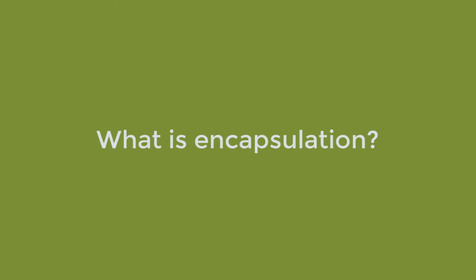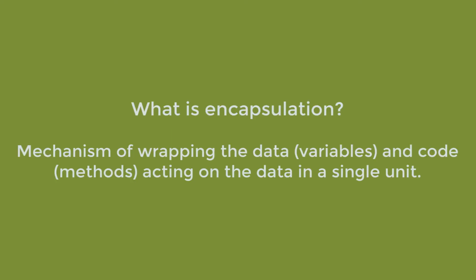So what is encapsulation in Java? First of all, encapsulation is one of the four fundamental object-oriented programming concepts, and specifically encapsulation in Java is a mechanism of wrapping the data and code acting on the data together in a single unit. So what do I mean by this? In encapsulation, the variables of a class will be hidden from other classes and can be accessed only through the methods of their current class.